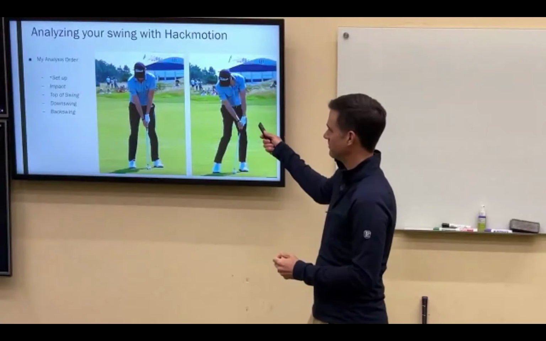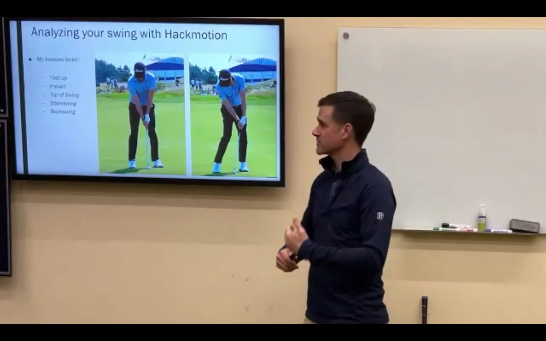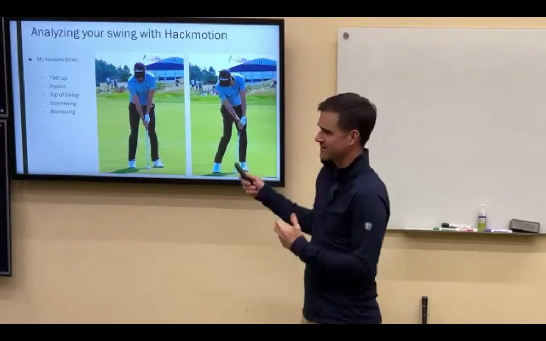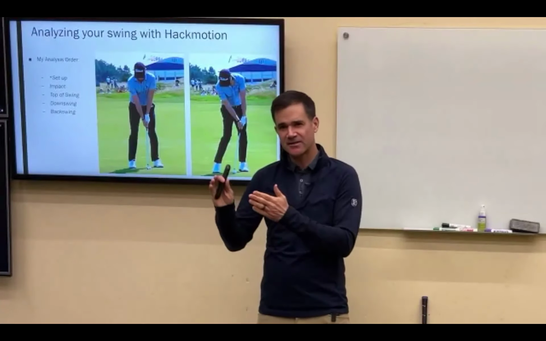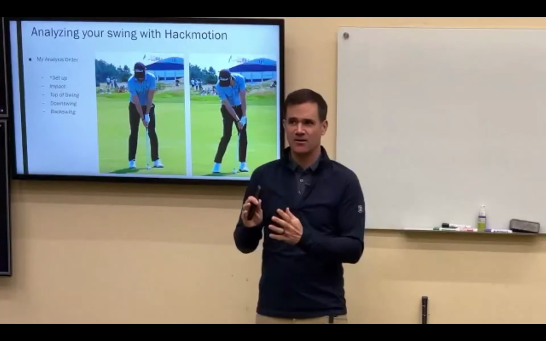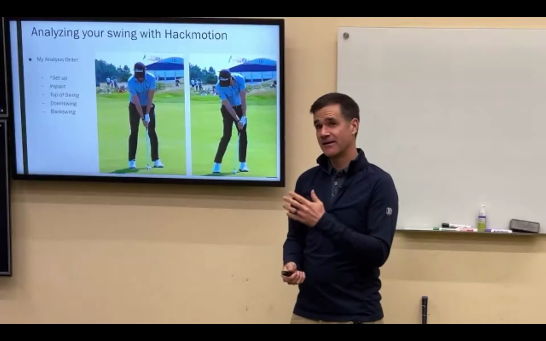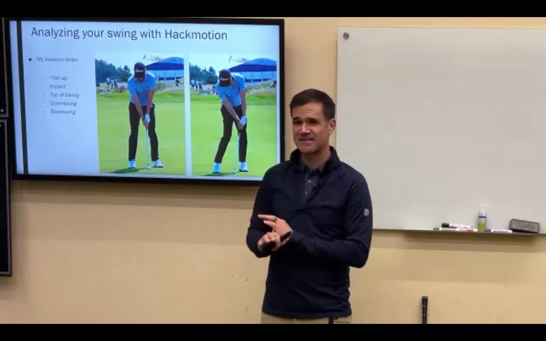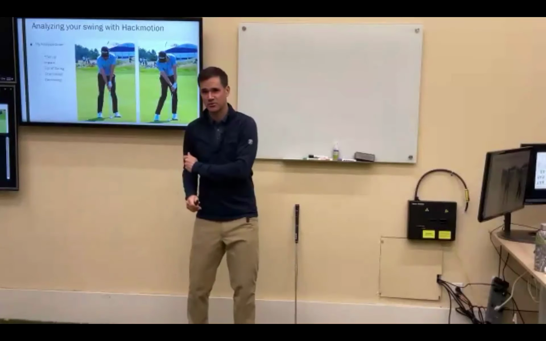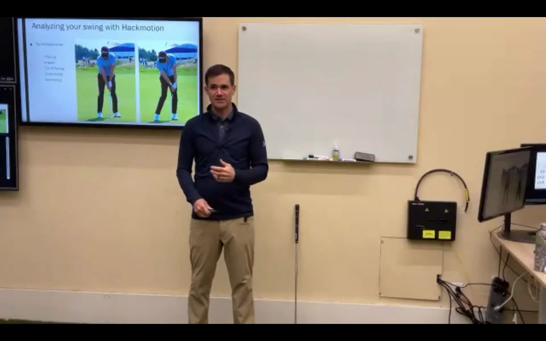We're going to start at impact and then work our way backwards. So we'll go from impact. If impact is off, we're going to look at the top of the swing to see if that's largely off or contributing to what's going on at impact. If that's okay, then we're going to look at the downswing. We'll break it down into the transition and the release.